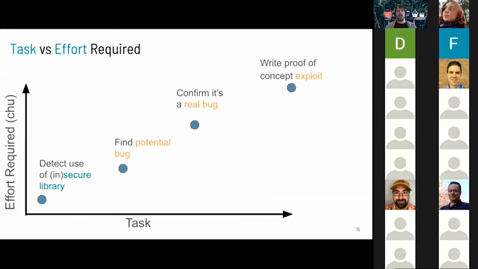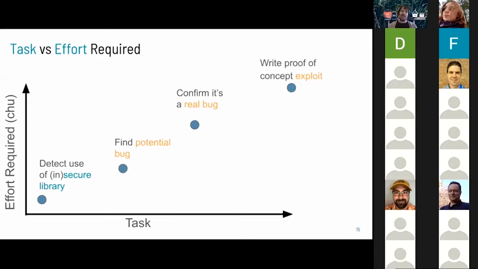Another way I like to think about it is, for what task we're trying to perform, how much effort does that require? So the y-axis is in CHUs, or Clint's hand-wavy units. In the bottom left, detecting the use or lack of use of a secure or insecure library doesn't take a lot of analysis complexity. In many cases, that's almost just grep or a little bit smarter. But if you want to find something that's potentially a bug, that's a little bit more work. If you want to confirm something is a real bug, that's even more work. And if you want to write a proof of concept exploit that demonstrates that issue is actually exploitable in practice, that's even more work.